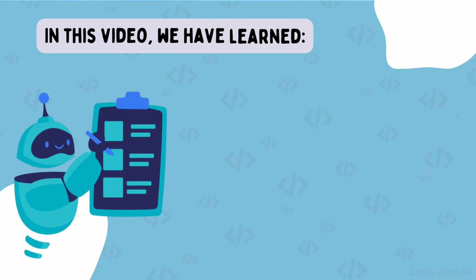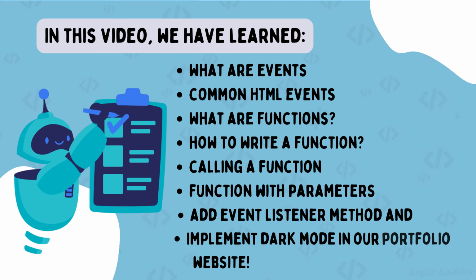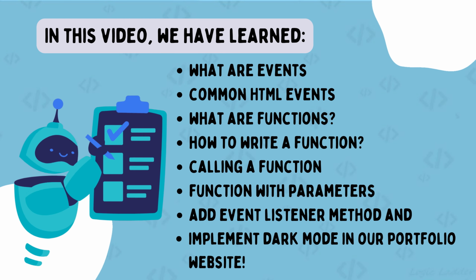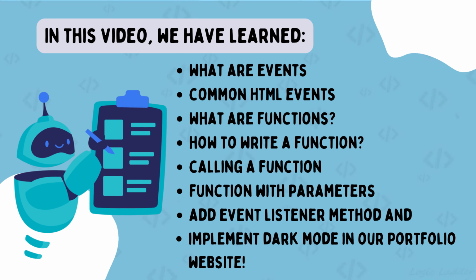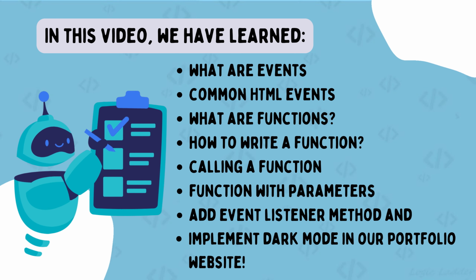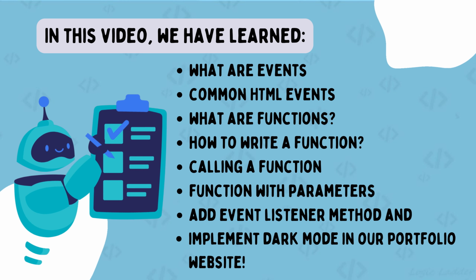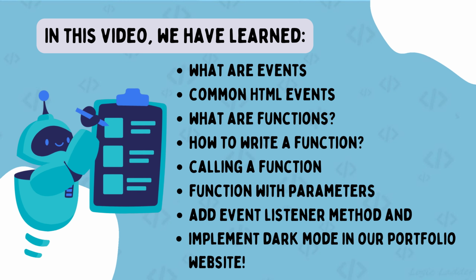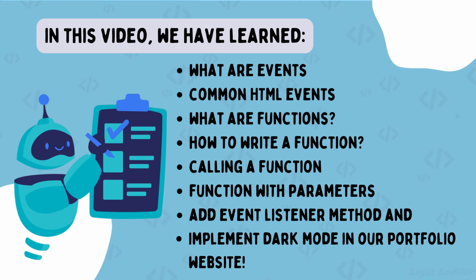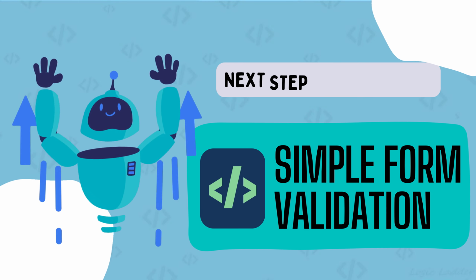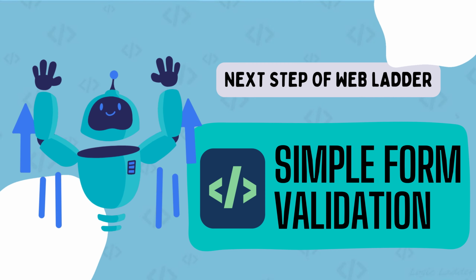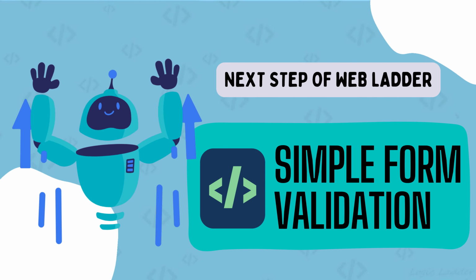In this video we have learned: what are events? Common HTML events. What are functions in JavaScript? How to write a function. How to call a function. How to use function with parameters. We have also learned about AddEventListener Method and implement the dark mode in our portfolio website. In the next lesson, we will cover simple form validation. We are very near to end our course. See you in the next lesson.